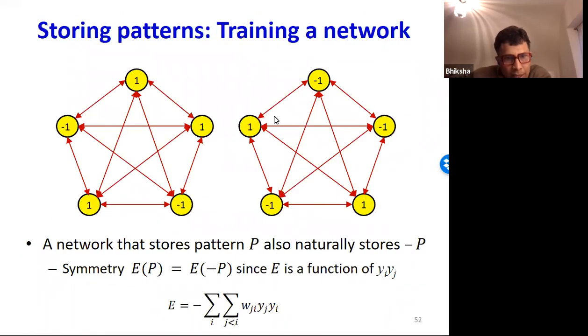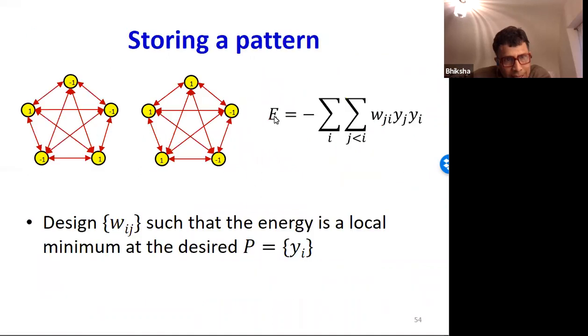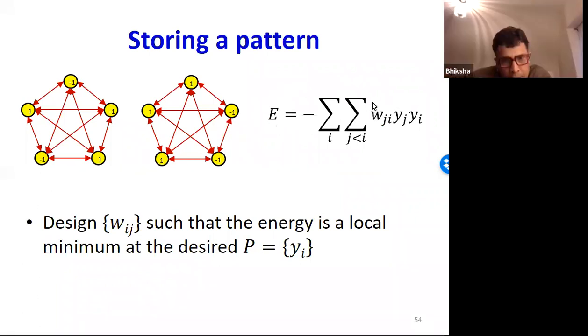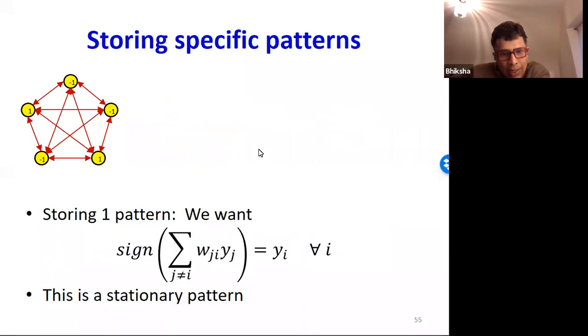The example we saw was that designing the network was the same as designing these weights, and you had to set these weights such that for the pattern that you're trying to store, this energy is a local minimum. If the energy is a local minimum, then if you set the network in that pattern, it's not going to change from there. And if you move it a little bit, it's going to come back.